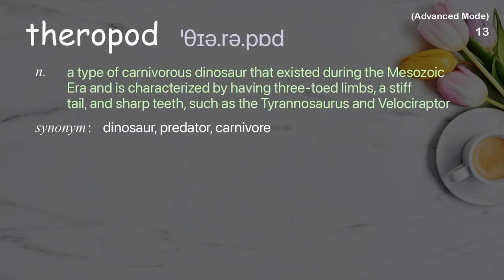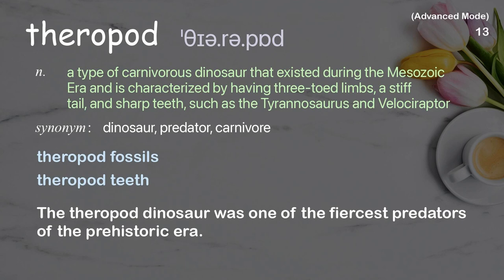Theropod. A type of carnivorous dinosaur that existed during the Mesozoic era and is characterized by having three-toed limbs, a stiff tail, and sharp teeth, such as the Tyrannosaurus and Velociraptor. Examples: Theropod fossils. Theropod teeth. The theropod dinosaur was one of the fiercest predators of the prehistoric era.